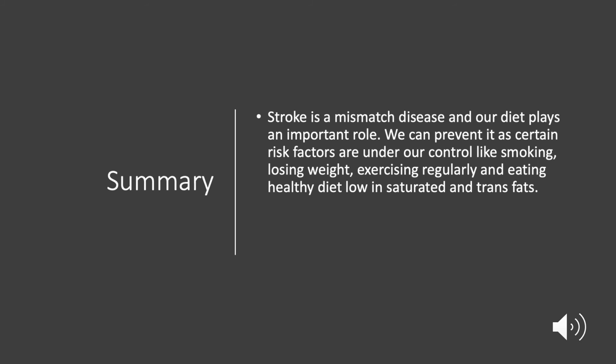Summary. Now that we know the stroke can happen due to blockage of blood vessels as a result of fatty plaque, we can take some steps to avoid this situation. Stroke is a preventable disease, and our diet plays an important role in preventing this. There are certain risk factors that are under our control. For example, we can avoid smoking, lose weight, exercise regularly to increase blood levels of high-density lipoprotein, and eat a healthy diet low in saturated and trans fats.